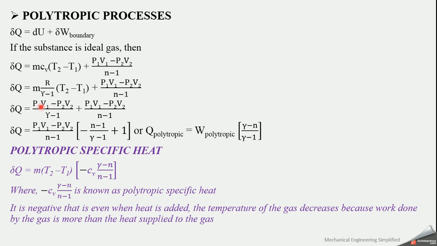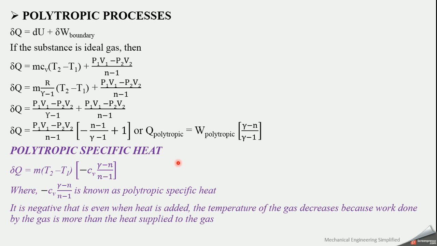This is P1 V1 minus P2 V2, because you can see mRT2 will be P2 V2 and mRT1 will be P1 V1. So when you simplify this equation, you will get Q polytropic is equal to W polytropic, because this is the work polytropic, (P1 V1 minus P2 V2) upon (n minus 1), and you will get the expression (gamma minus n) upon (gamma minus 1). Okay, this is a very important expression for the polytropic process.